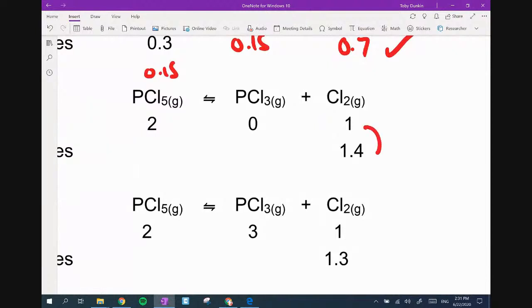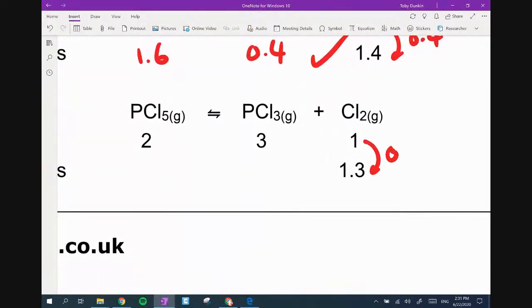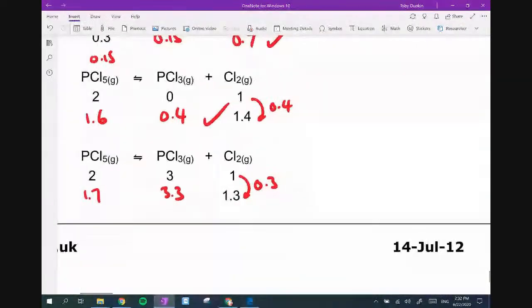Next, that one's gone up by 0.4. It's 1x. That one's going to go up by 0.4 as well. This one's going to go down by 0.4. Tick them if you got them. Next, this one's gone up by 0.3. That's 1x. This one's also going to go up by 0.3. And this one's going to go down by the same number, 1.7. Tick them if you got them.